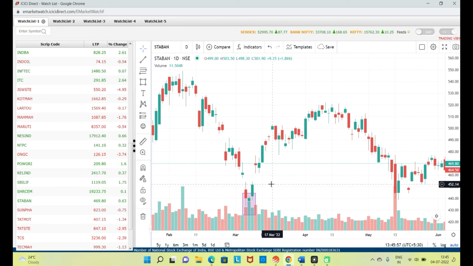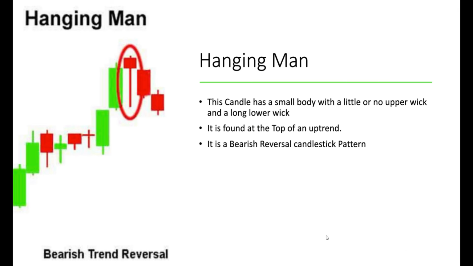Now let's understand the other pattern, which is hanging man, which is a bearish reversal pattern. So before checking on the charts, let's understand what a hanging man is. Hanging man is a similar candle to a hammer, but where it is formed matters a lot. This candle also will have a small body with a long lower wick and a small or no upper wick, and this is a bearish reversal candlestick pattern.